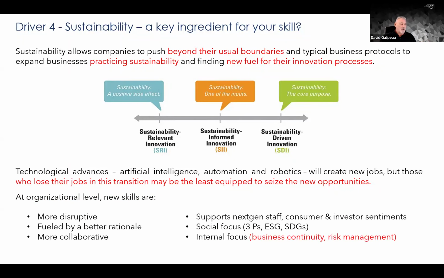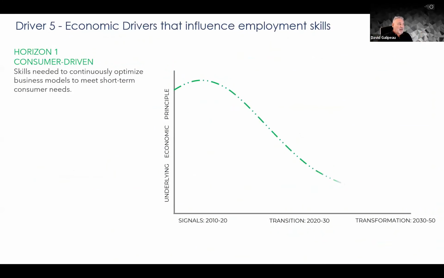But at the same time, we are going to see more disruption, fueled by better rationale and more collaboration, certainly. And this is really starting to look into business continuity and risk management. By managing sustainability, by managing ESG, you are managing risk: climate-related risk, disruption-related risk, technology-related risk. So we're starting to see that as well. As the fifth driver, we're starting to see the economic drive start to change.